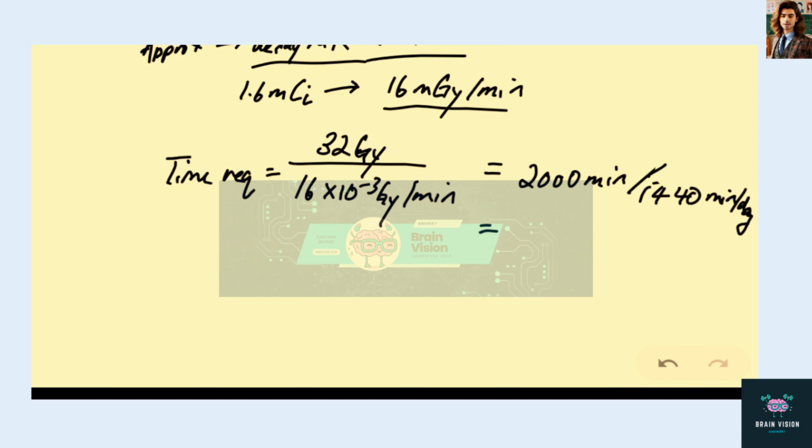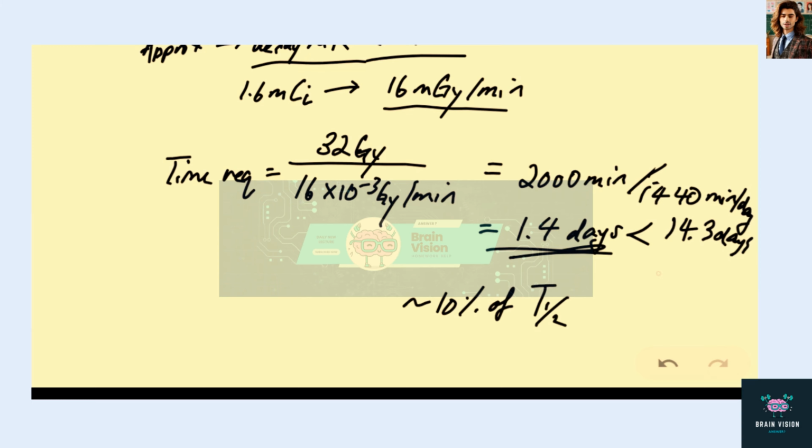We should get a value of about 1.4 days, and this is actually much smaller than the half-life given, which is 14.3 days. So the time required is about 10% of the half-life, t half. So our initial approximation that the decay rate is constant is valid and reasonable. And so this will be the approximate time required for the dose to be delivered.